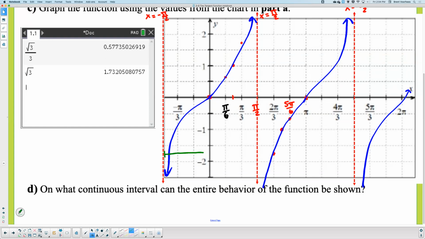This is a continuous interval right here. That is a continuous interval. This right here is also a continuous interval.